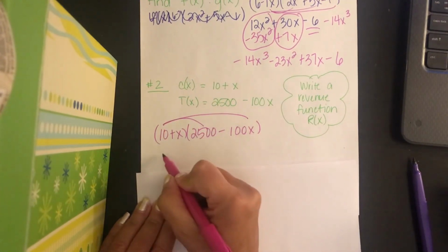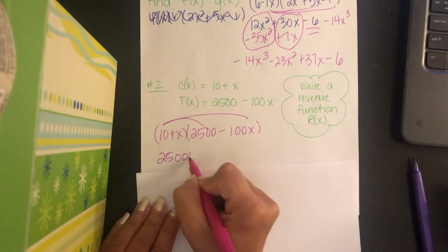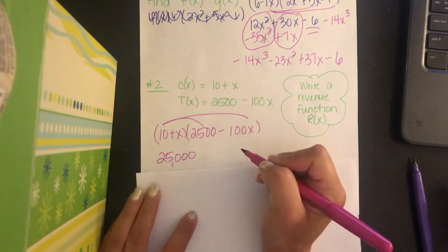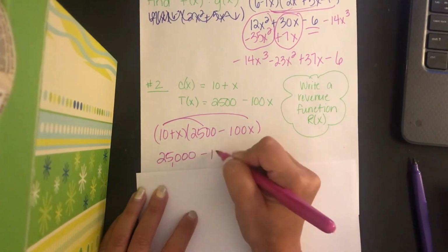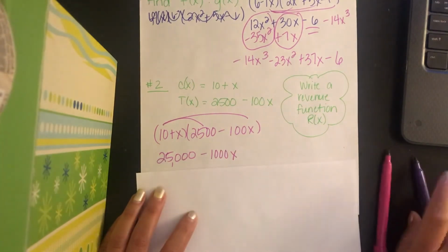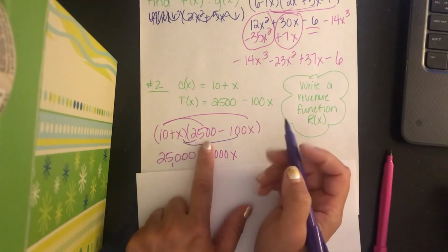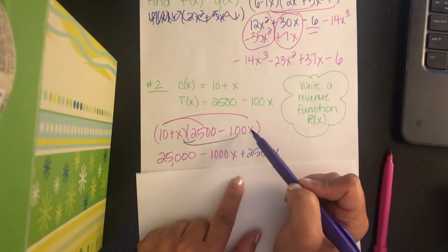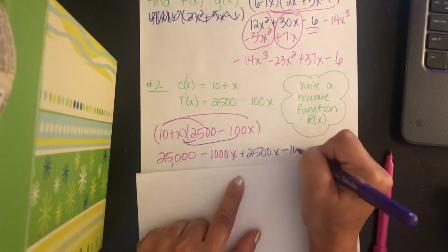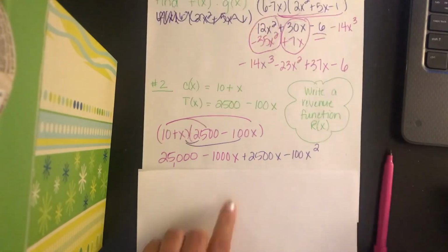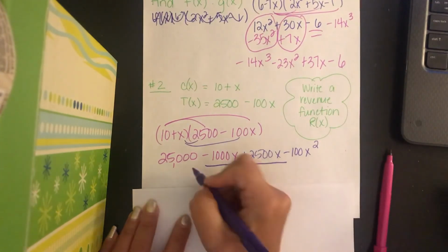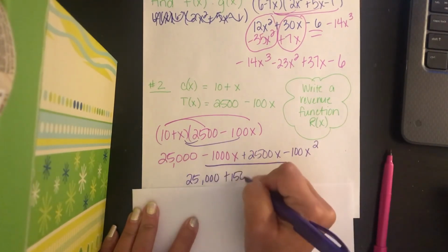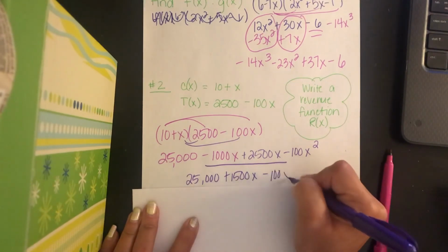10 times 2,500 is going to be 25,000. 10 times negative 100 will be negative 1,000. Then I'm going to do the same thing to the x. X times 2,500 is 2,500x. X times negative 100x is going to give me negative 100x squared. Okay, you can combine like terms. Plus 1,500x minus 100x squared.